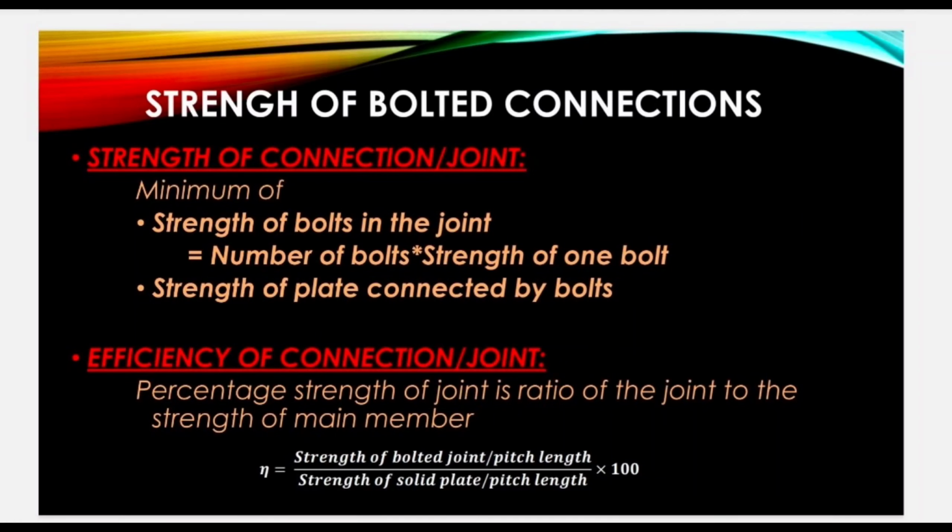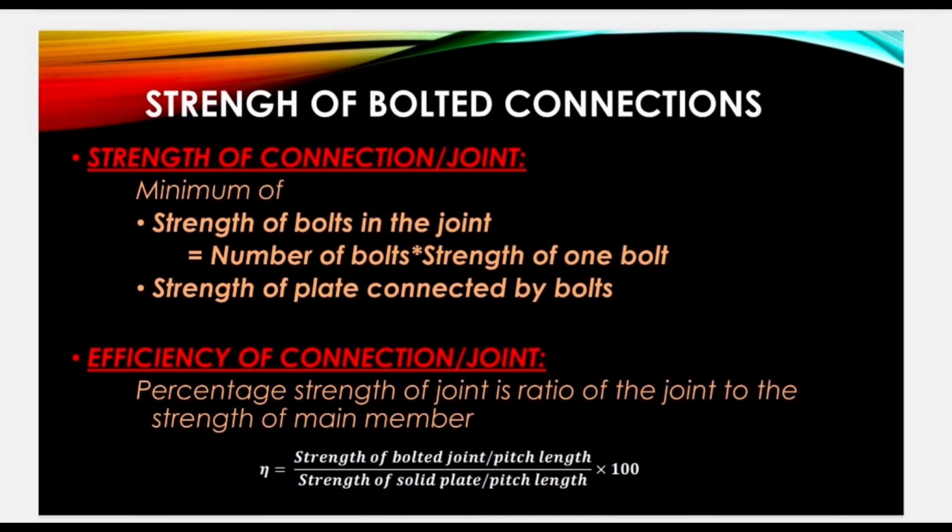The strength of the connection is the strength of the bolts in the joint: the number of bolts times the strength of one bolt, and the strength of the plate connected by the bolts. The efficiency of the connection is the strength of the bolt joint per pitch length divided by the strength of the solid plate per pitch length, into 100.